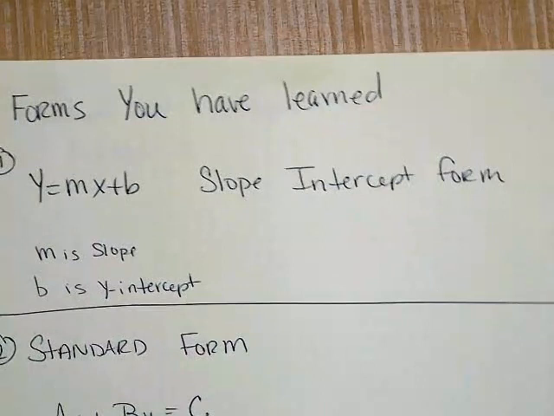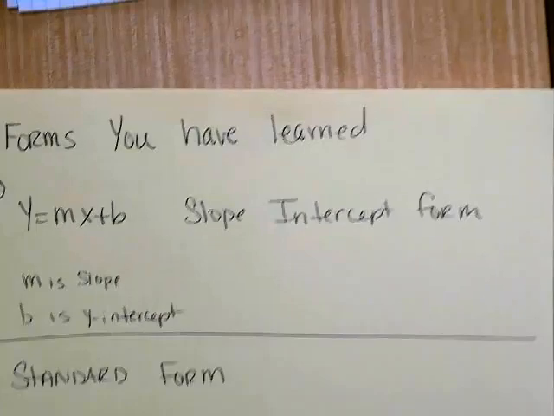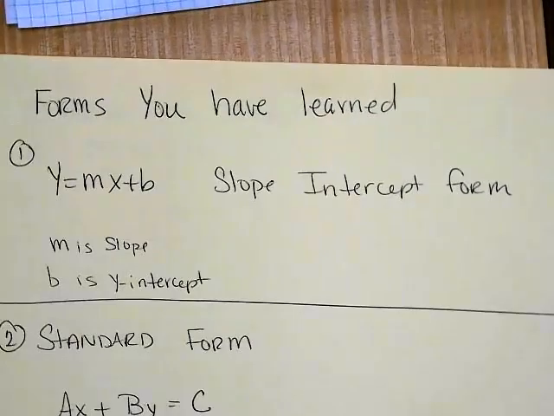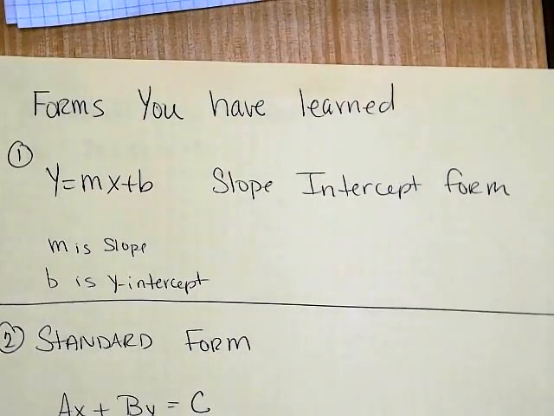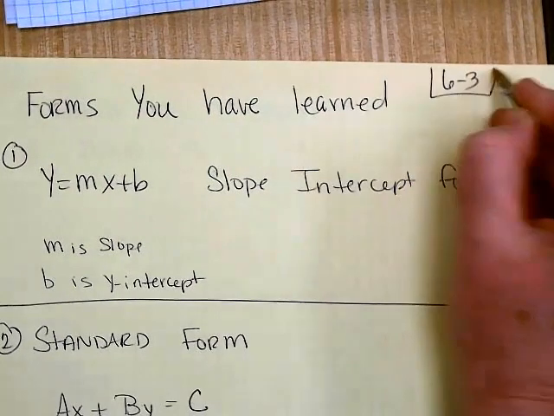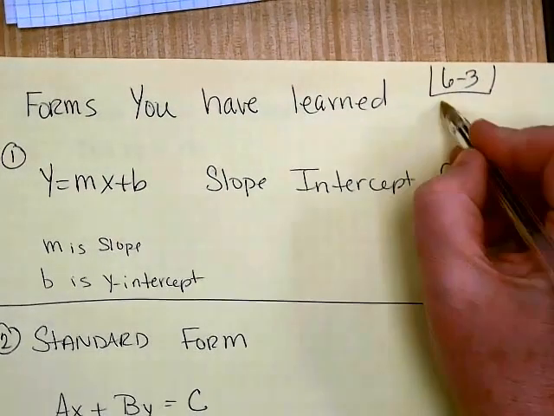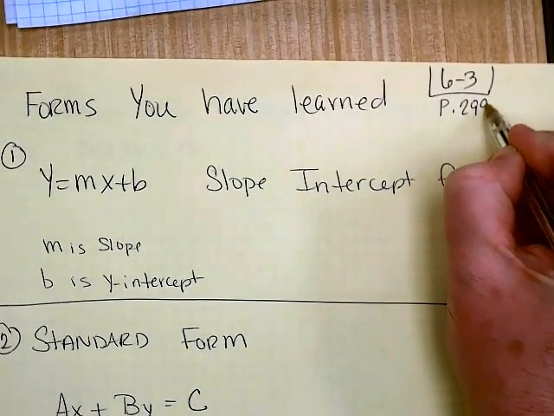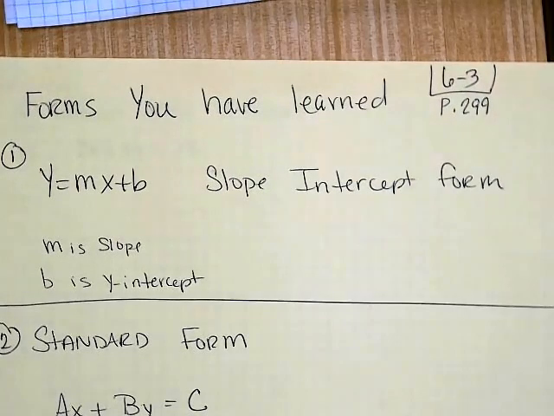Okay, Algebra 1, here we go with another one of these videos. We are talking about lesson 6-3, and it is on around page 299 of your textbook. Forms that we've already talked about.